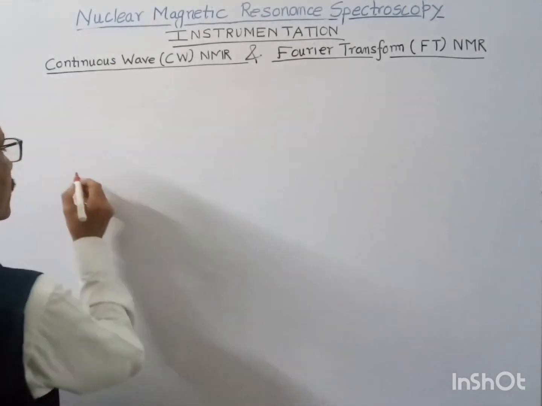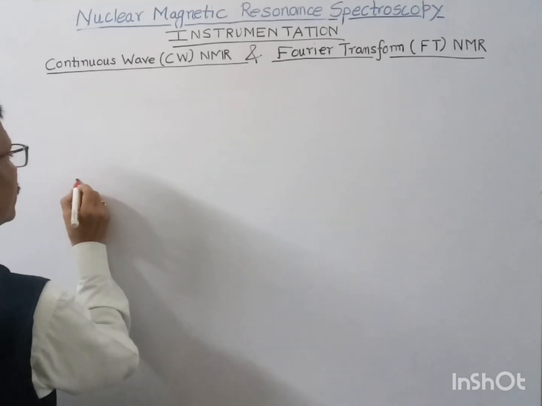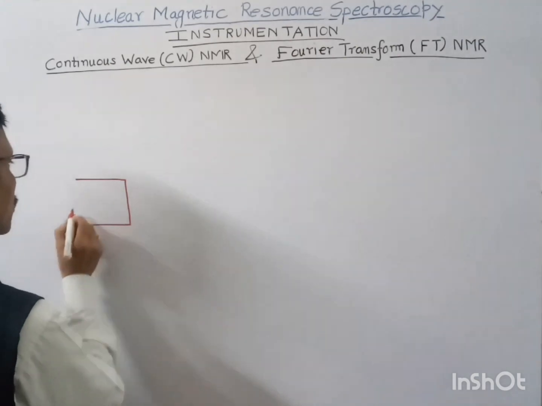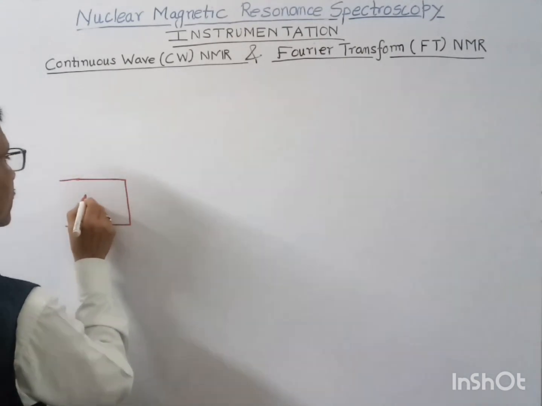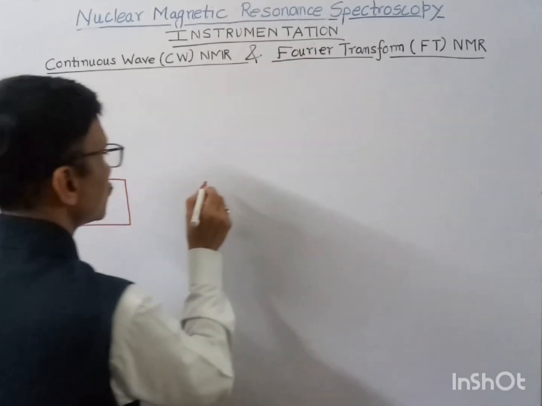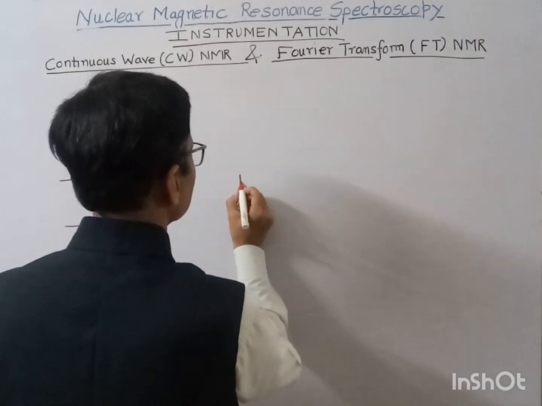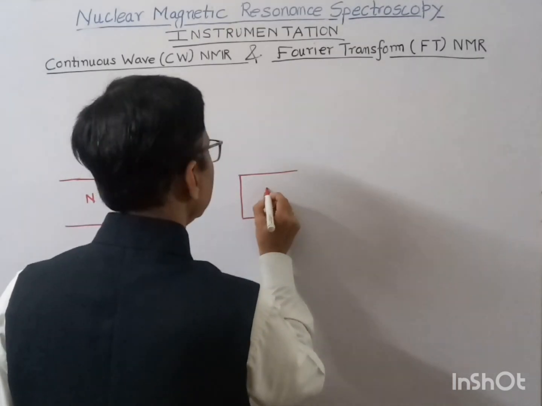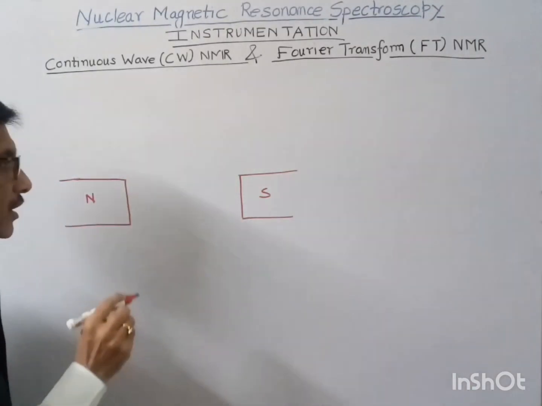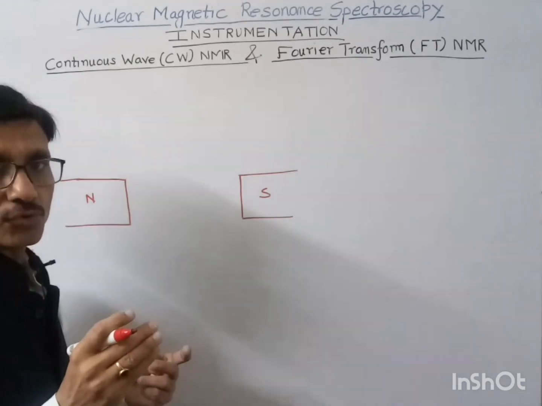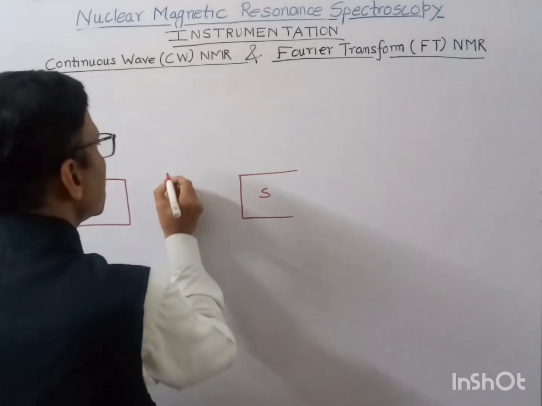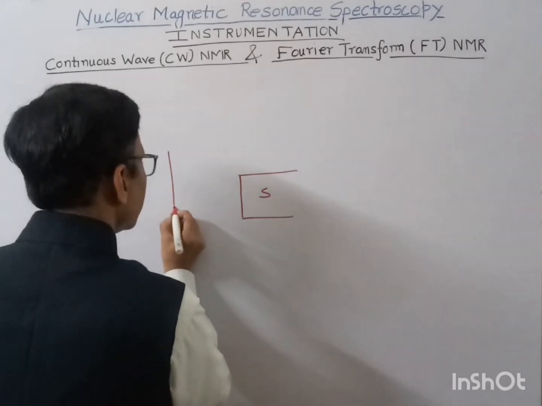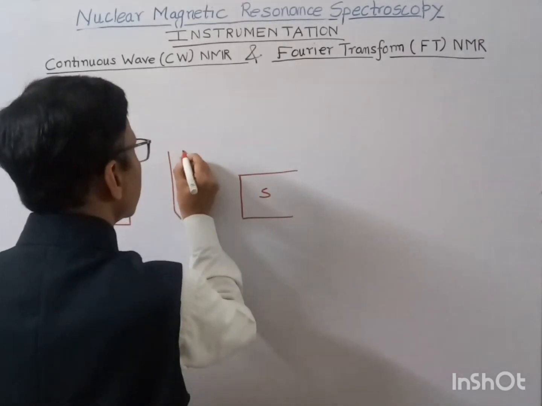So first of all, in the NMR spectrophotometer, we have a strong magnet. This strong magnet has a north pole, and suppose this is the south pole. And between this strong magnet, a glass tube or sample holder is kept. So suppose this is our sample holder in which a sample is present.